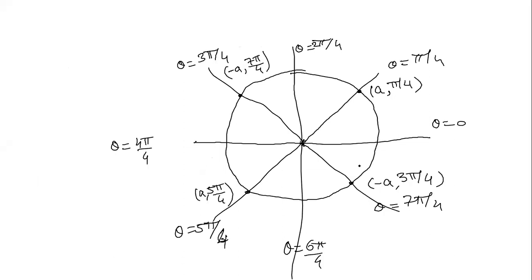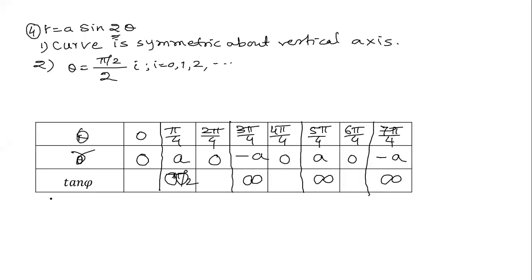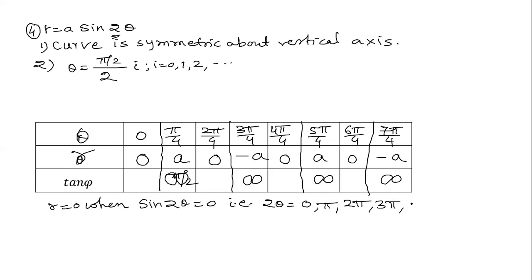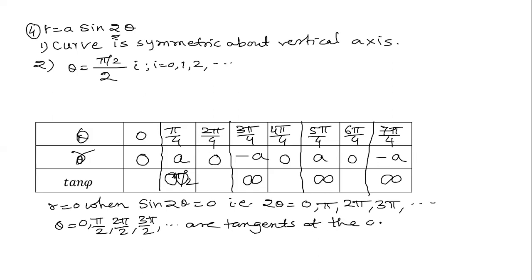Okay. Now we have to discuss the tangents at origin. For that, r will be 0 when sine of 2 theta is 0. We know sine 0 is 0, sine pi is 0, sine 2 pi is 0, sine 3 pi is 0, and so on. That means theta equal to 0, pi by 2, 2 pi by 2, 3 pi by 2 are tangents at the origin.